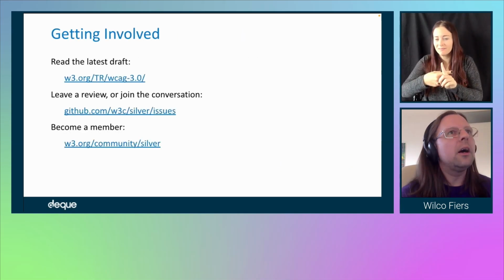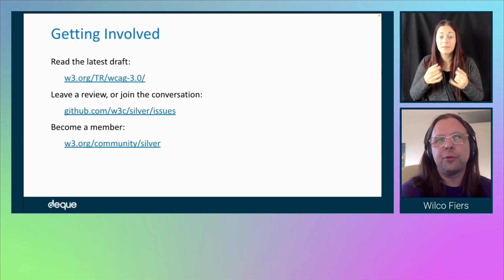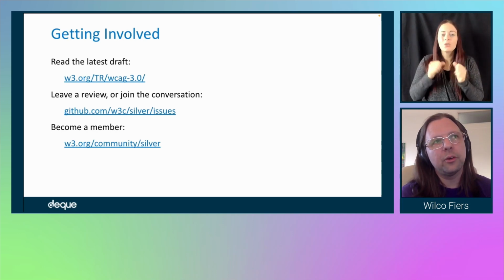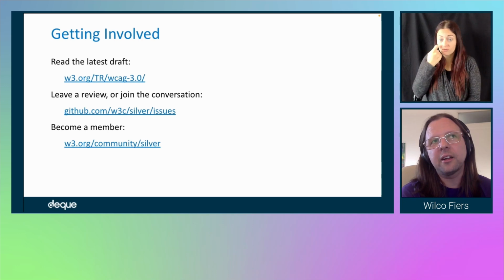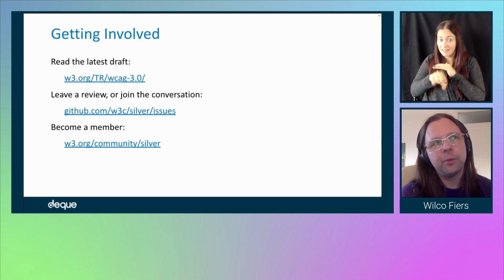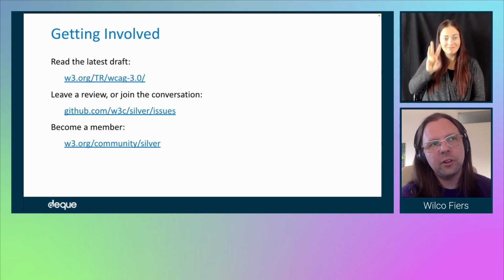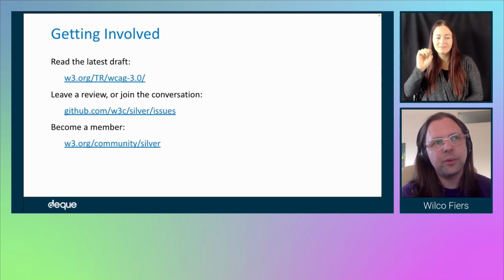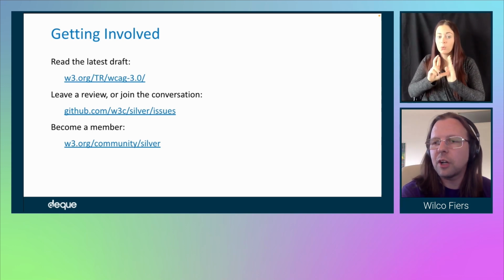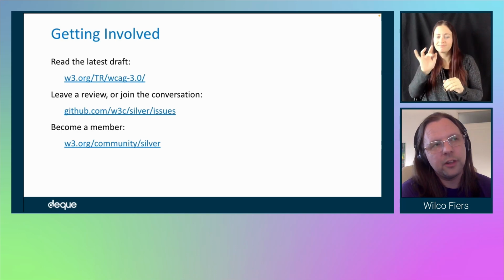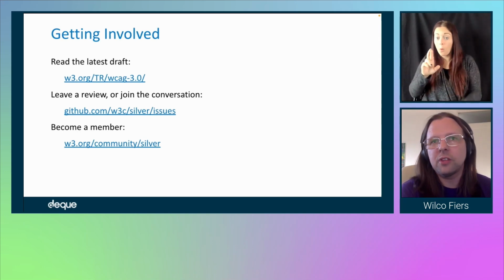And lastly, I want to invite everybody to get involved. You can review the latest draft on w3.org/tr/WCAG-3.0. And you can leave comments and open issues on github.com/w3c/silver/issues. And if you have the time, become a member. You can join this work by joining the community group, w3.org/community/silver.